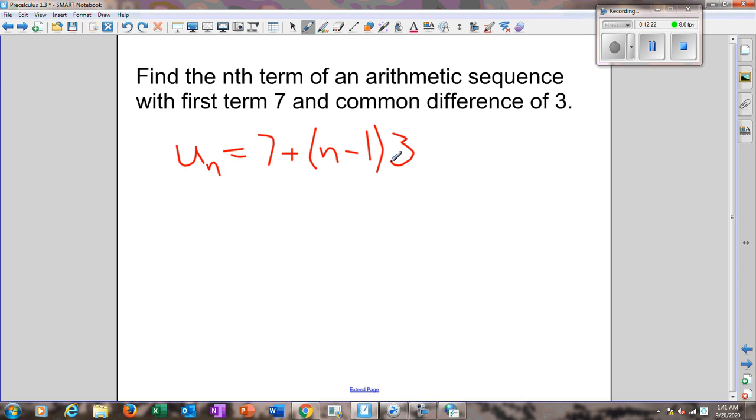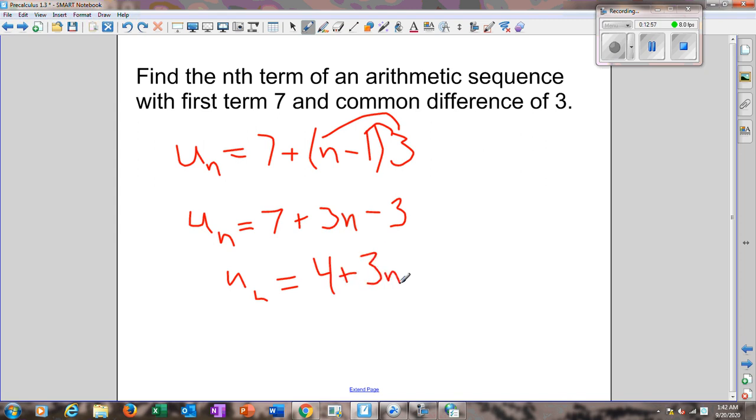There's certain things I can do here. If I wanted to simplify this, because I'm going to have to distribute this 3 to both the n and the negative 1, I could do u sub n equals 7 plus 3n minus 3. And then I could combine my like terms, the 7 and the 3, and get u sub n equals 4 plus 3n. And now that'll work for every number greater than or equal to 1.